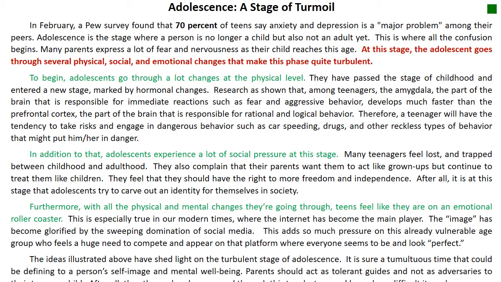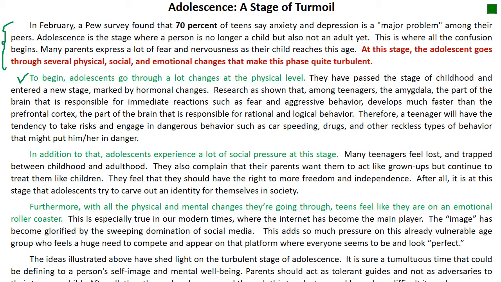Here it is. I'm not going to reread the introduction. I already did that. Topic sentence 1. To begin, adolescents go through a lot of changes at the physical level. What am I going to talk about there? I'm going to support my ideas on the physical level.